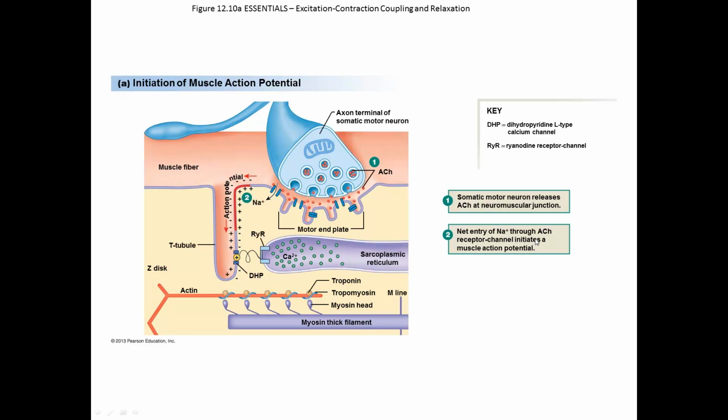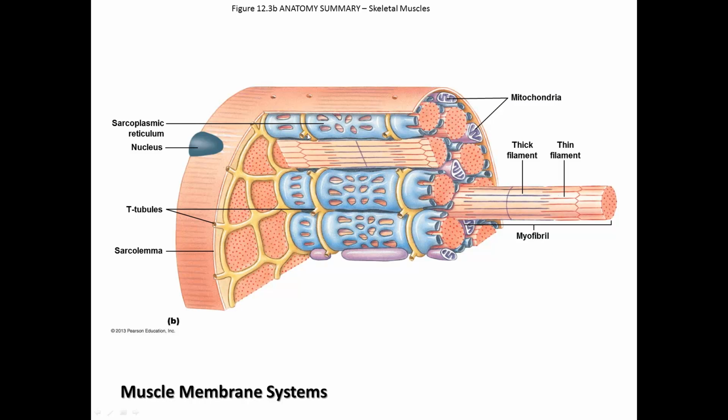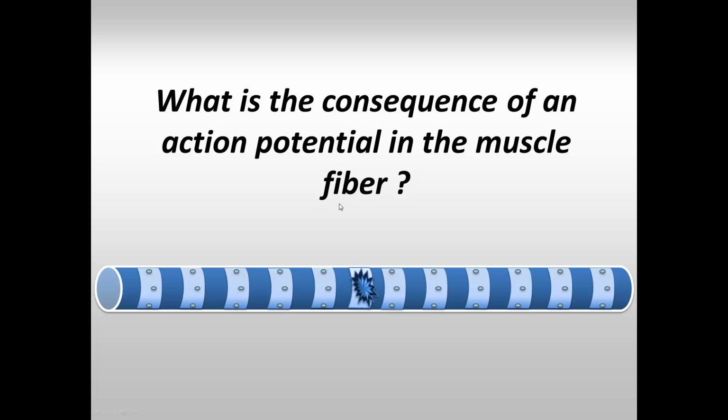So net entry of sodium here through the acetylcholine receptors will trigger muscle action potentials due to voltage-gated sodium channels in the plasma membrane. This network, because of all these perforations, means that the action potential then travels through the center of the cell and around every myofibril, triggering calcium release from the sarcoplasmic reticulum around every myofibril. Action potential at the center, how does that affect the muscle cell?